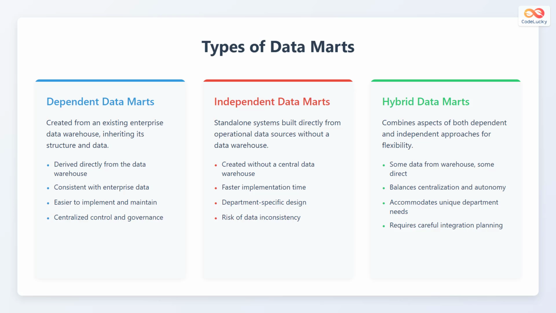Independent data marts are standalone systems built directly from operational data sources without a data warehouse. These are created without a central data warehouse and offer faster implementation time with a department-specific design, but come with the risk of data inconsistency. Hybrid data marts combine aspects of both dependent and independent approaches for flexibility. They use some data from the data warehouse and some direct data feeds, which balances centralization and autonomy, accommodates unique department needs, but requires careful integration planning.